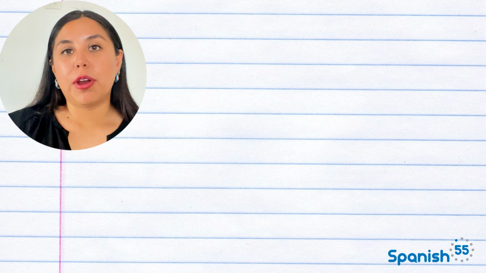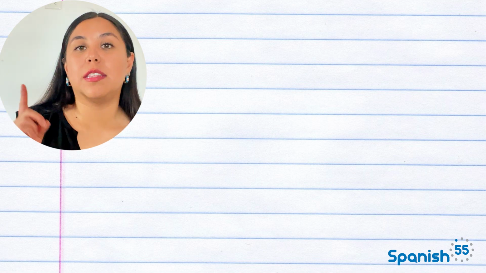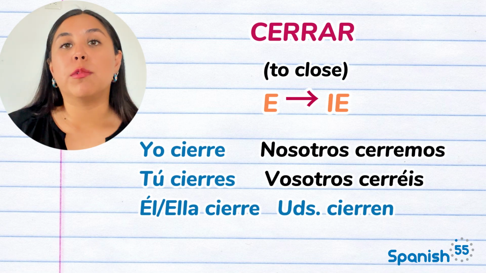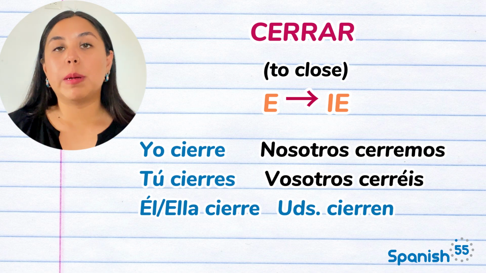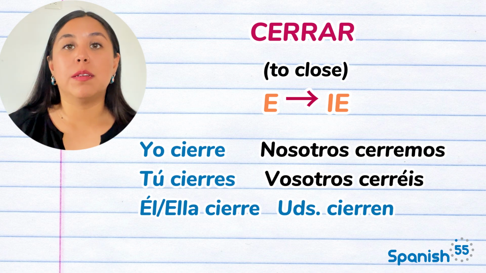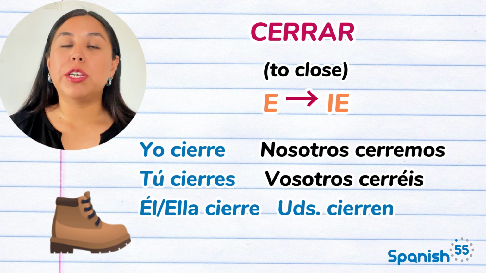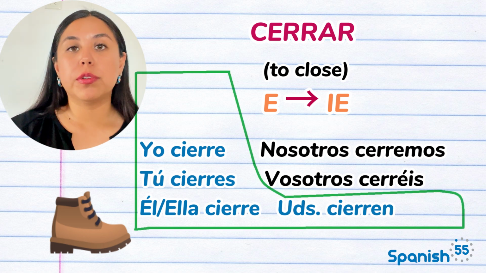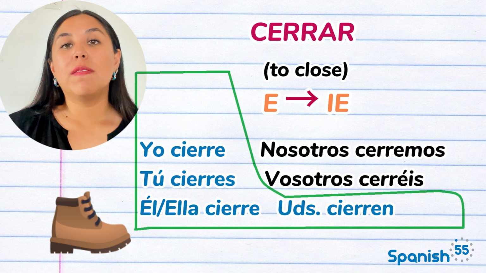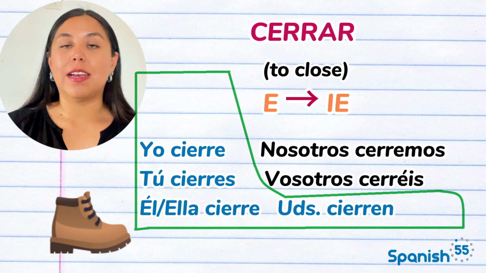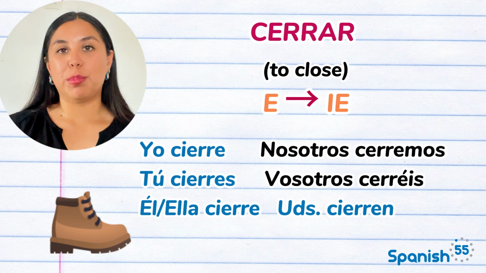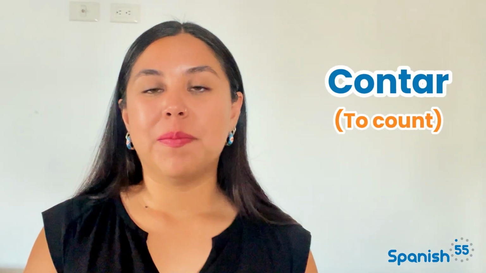If we were to construct a conjugation chart such as this one, where we include the vosotros, we could also remember the stem-changing verbs as the boot verbs, because if we draw an imaginary boot in our chart, all of the changes remain inside of the boot. Let's look at an example with the verb contar.